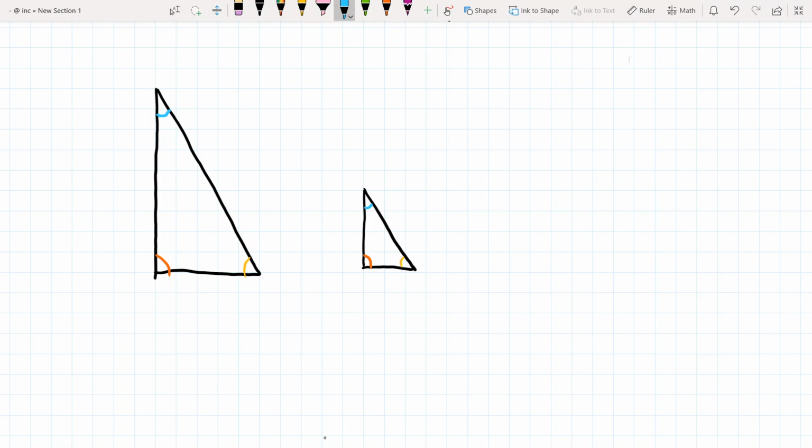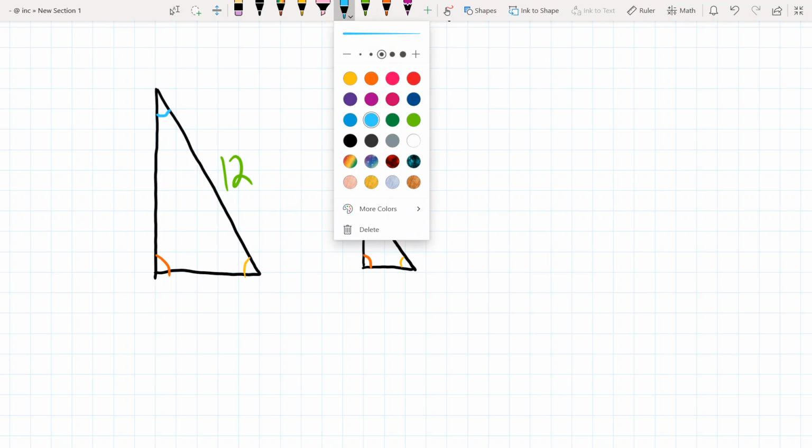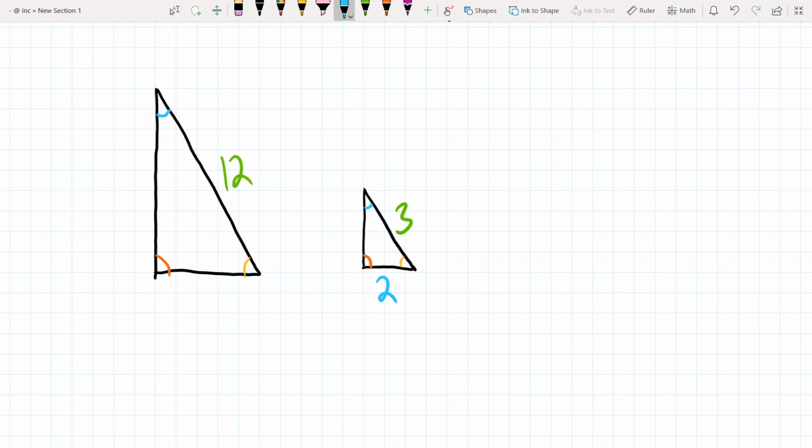So for example, if this side is 3 and this side is 12, that's already telling you that all three sides of the bigger triangle are going to be 4 times as long as the smaller triangle. If this side was 2, then 2 times 4 is 8. And if this was 1.5, then 1.5 times 4 is 6.